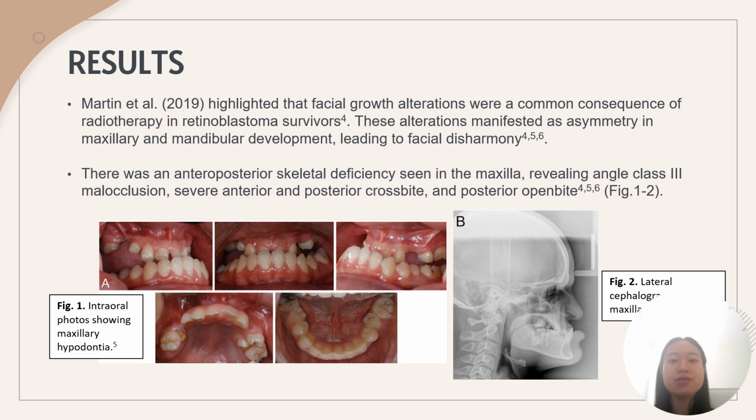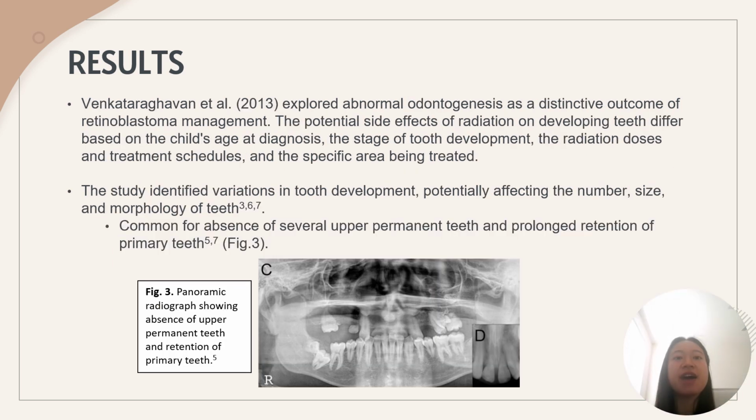The disrupted growth patterns often resulted in malocclusion, affecting occlusal relationships and contributing to functional challenges. In addition, these patients tend to have abnormal odontogenesis. The potential side effects of radiation on developing teeth differ based on the child's age at diagnosis, the stage of tooth development, the radiation doses and treatment schedules, and the specific area being treated. So it's not every patient, but it depends on how the patients were treated initially with retinoblastoma. This study identified variations in tooth development, potentially affecting the number, size, and morphology of the teeth. As you see in this picture, they're showing some absence of upper permanent teeth and retention of the primary teeth.